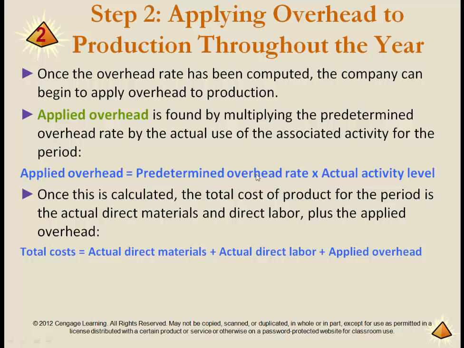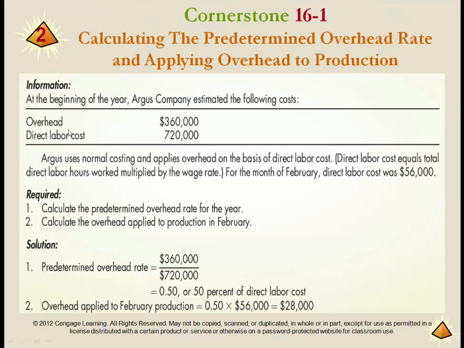What we're going to do is take the predetermined overhead rate times the actual activity. So in this case, we're going to take total costs: actual direct materials, plus direct labor, plus applied overhead. And this is going to give us a normalized cost, or normal costing, for this model.